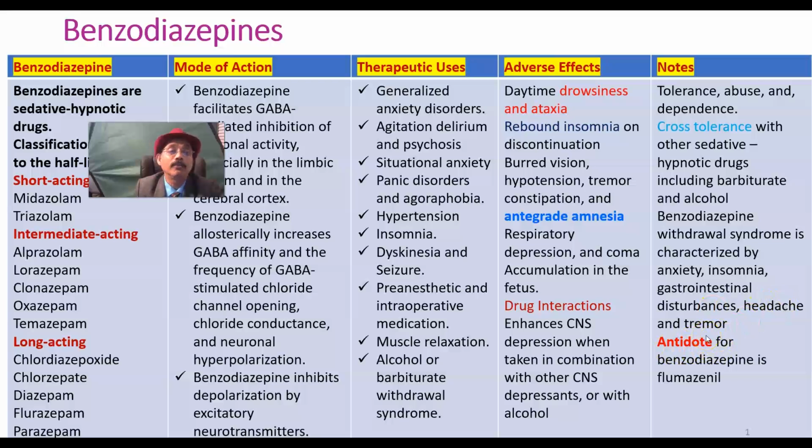So what is the antidote for benzodiazepine? If it is taken in a big dose, we need an antidote. The antidote is flumazenil, a GABA receptor inhibitor. If the person is almost close to coma or has respiratory depression, then we may add naloxone. But flumazenil is the typical antidote for benzodiazepine.